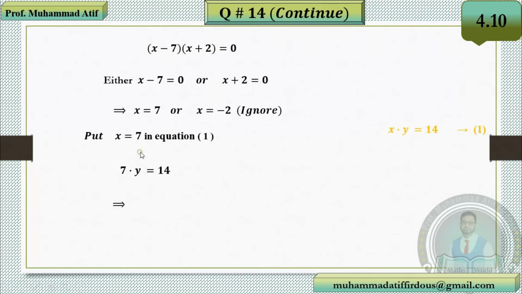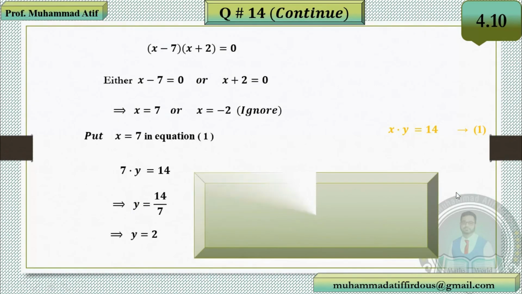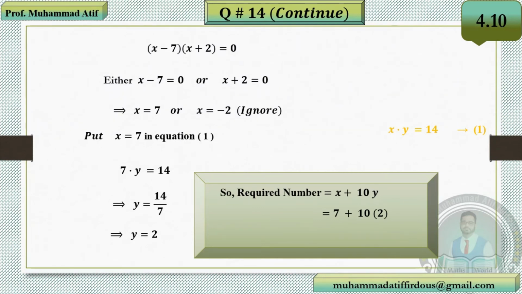1. By replacing x is equal to 7, we have y is equal to 2, so our required number is 7 plus 10 into 2, or on more simplifying, we have 27, which is our required two-digit number. Any problem?